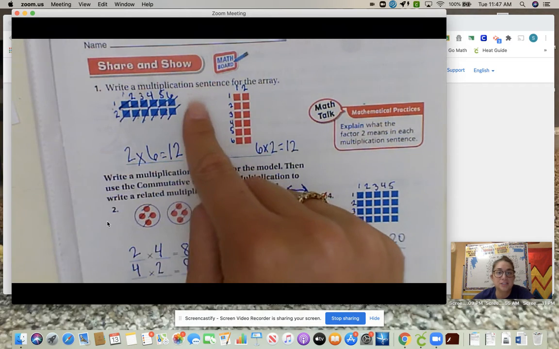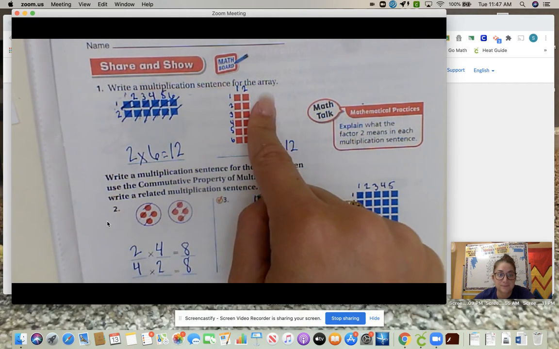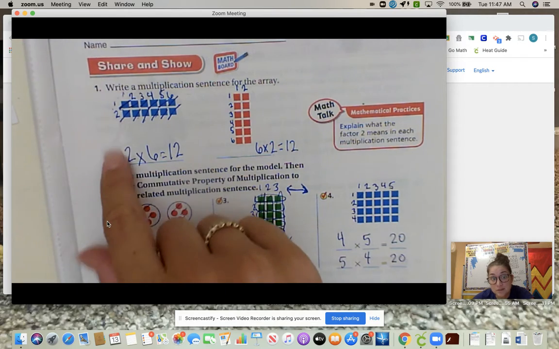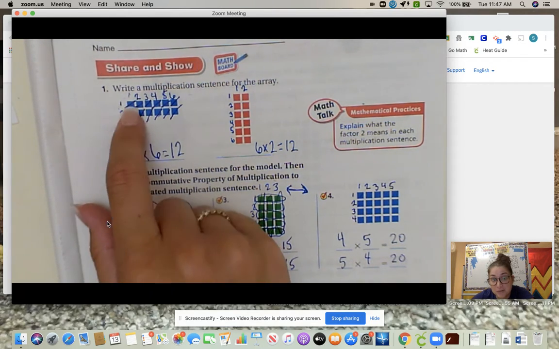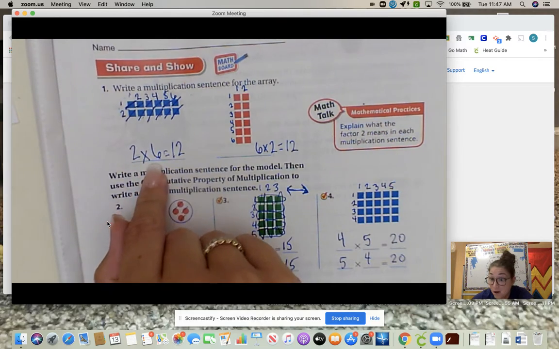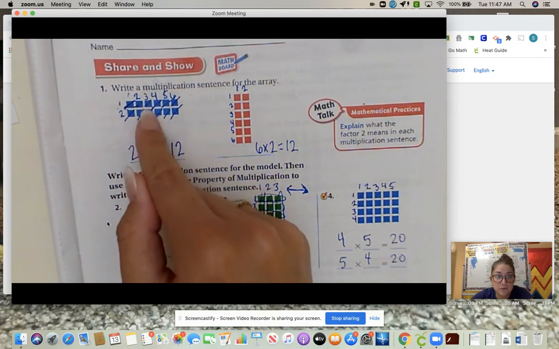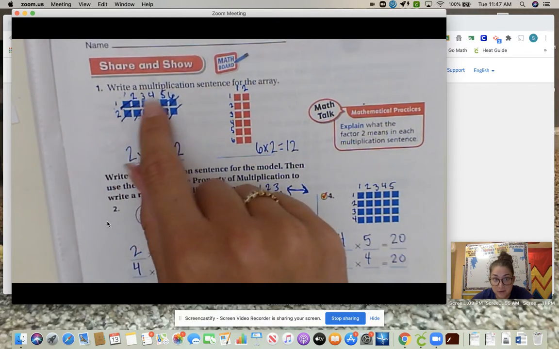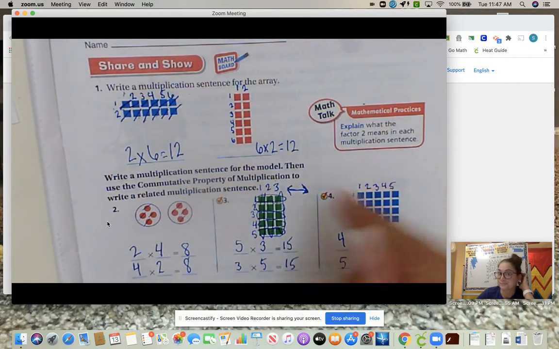Write a multiplication sentence for the array. We know the first number is rows. So how many rows do we have? 1, 2. So 2 times how many columns? 1, 2, 3, 4, 5, 6. How many total boxes do you have? When you count up all your boxes, you get 12.